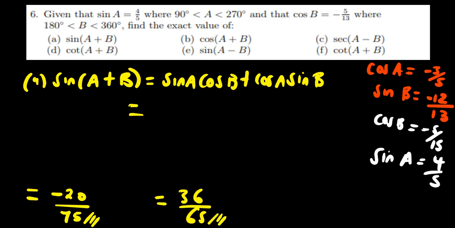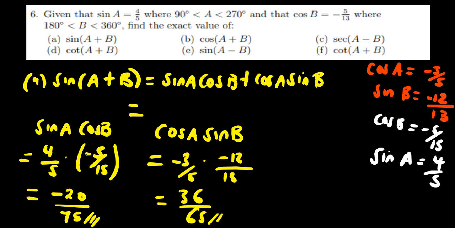Okay, so we have negative 20 over 75 plus 36 over 65. Okay, so our duty is just to solve this one. So you find the common denominator and we solve. So what will be our common denominator? I think I made a mistake somewhere.